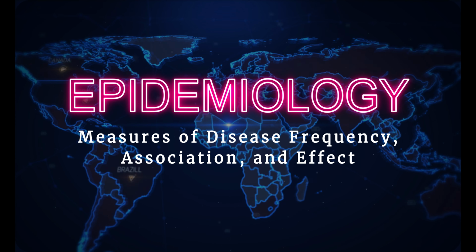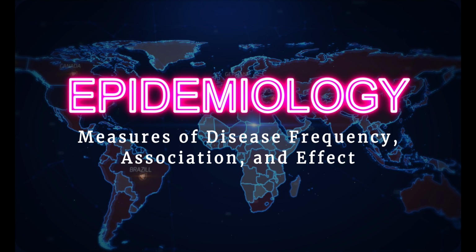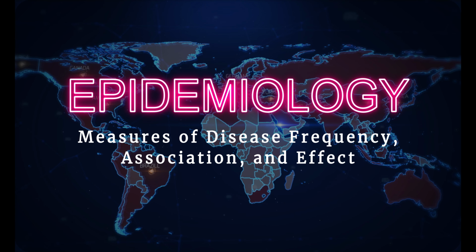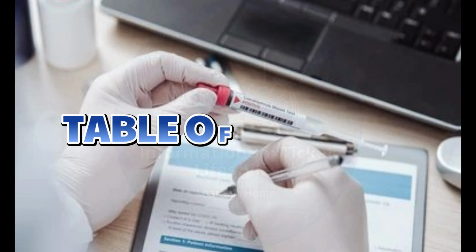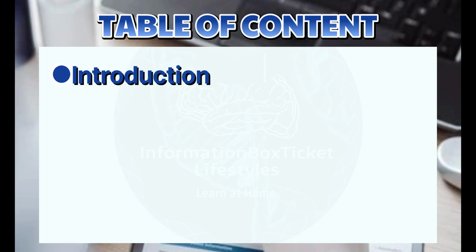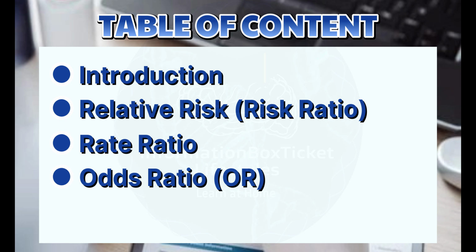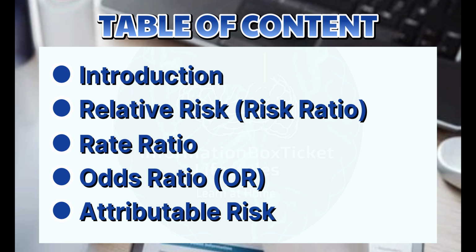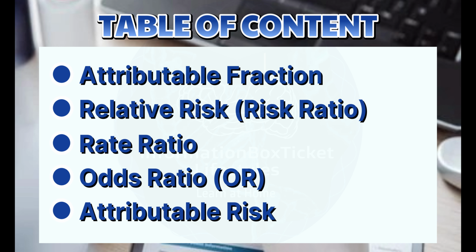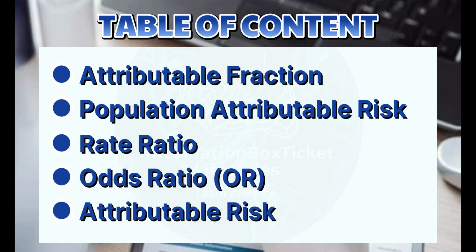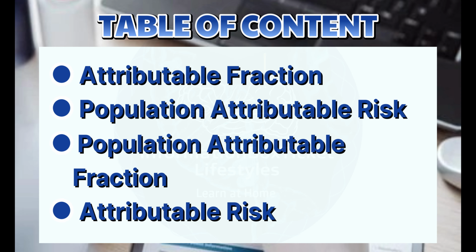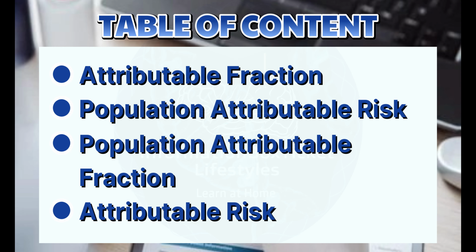Measures of disease frequency, association, and effect. Table of contents. Introduction. Relative risk, also risk ratio. Rate ratio. Odds ratio. Attributable risk, also risk difference. Attributable fraction. Population attributable risk. Population attributable fraction. Introduction.